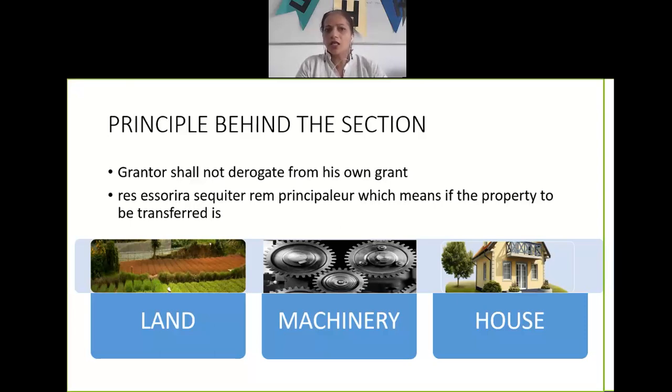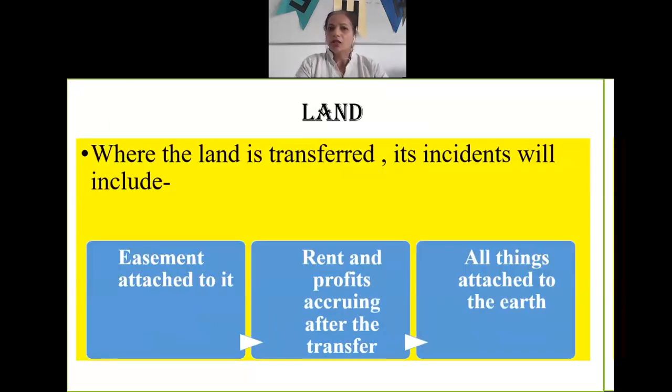Second is res accessoria sequitur rem principalem, which means if the property to be transferred is, suppose, a land, or if the subject matter of my property is a machinery, or if the subject matter is a house, then in that case the following would be considered to be a legal incident. Whenever a property is transferred from a living person to another living person, and if that property is transferred either wholly or absolutely, suppose it is transferred wholly, then in that case the transferee would be getting a right to have control over that particular property.